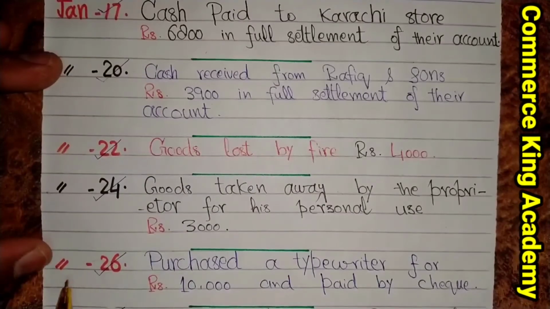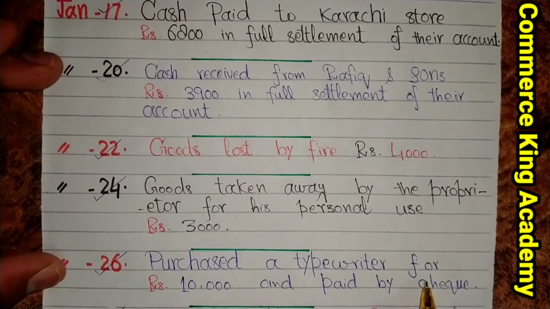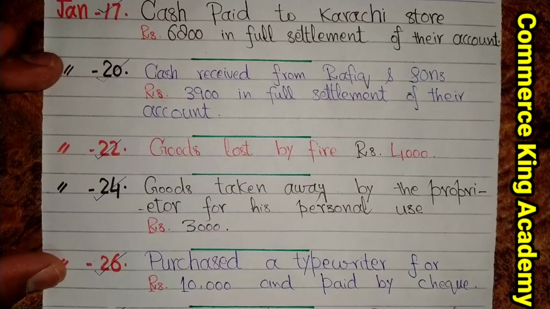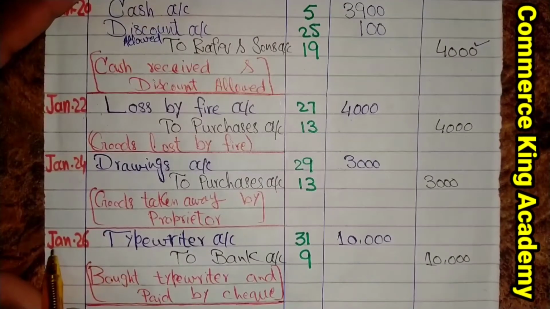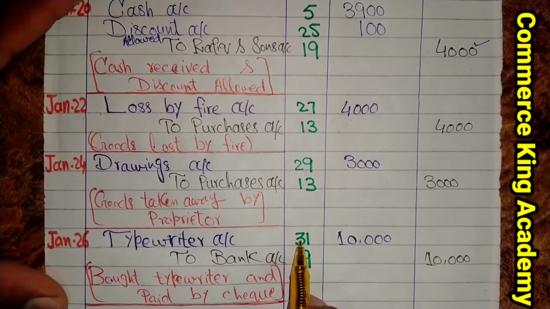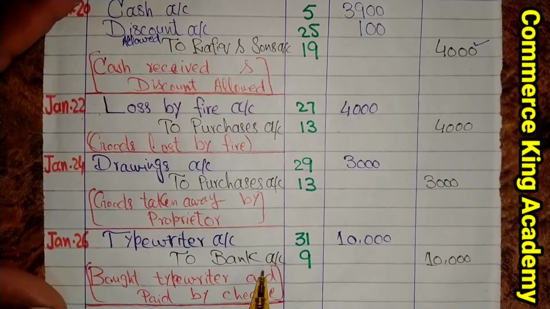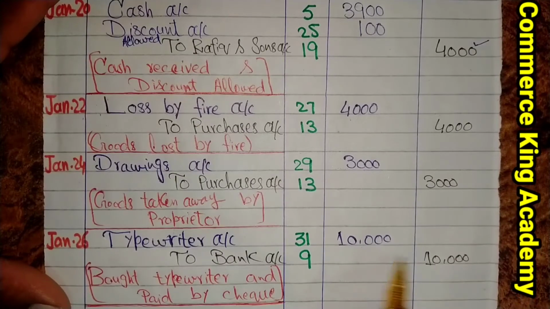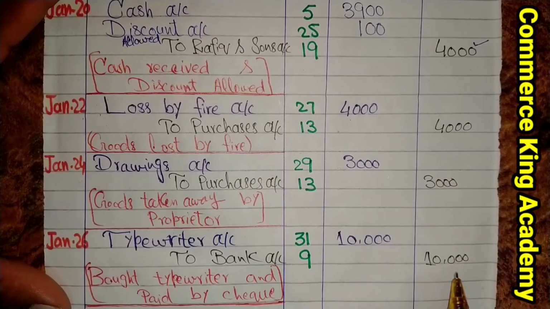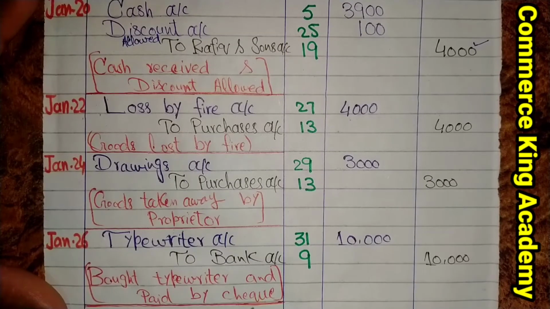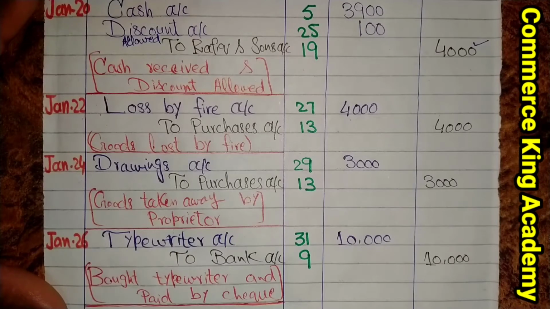Jan 26, purchased a typewriter for rupees 10,000 and paid by check. This is the journal entry of this transaction, Jan 26, typewriter account debit with ledger folio number 31 to bank account credit, because the payment was made by the business by check. 10,000 rupees debit, 10,000 rupees credit.